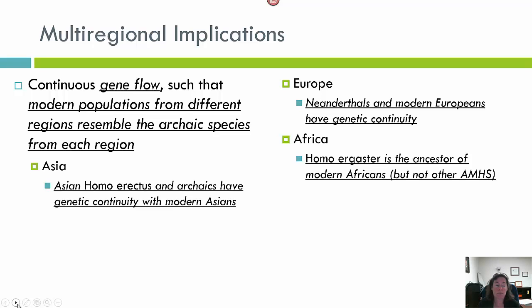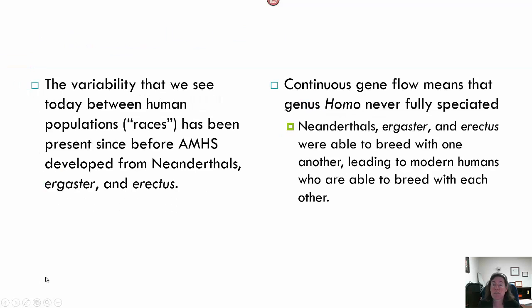Additionally, in terms of the variation, the multi-regional model argues that the variability that we see today between human populations, human races, has been present since before anatomically modern Homo sapiens developed from Neanderthals, ergaster, and erectus. They argue that continuous gene flow means that the genus Homo never fully speciated. They were all able to interbreed with one another, leading to modern humans who were also able to interbreed with one another.